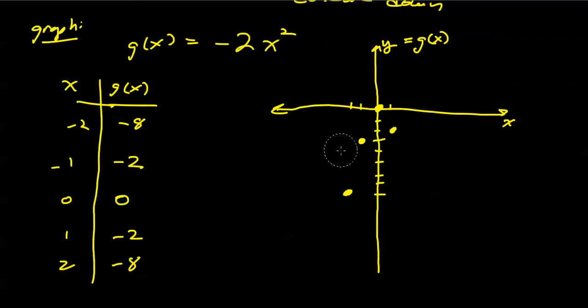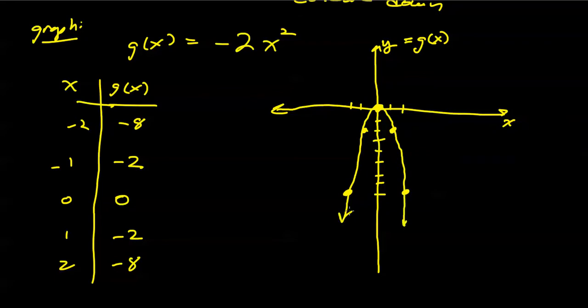Let me fix this one. This one is a lot of place here. Again, doing the best I can. Freehand. And if x is 2, y is minus 8. I think we get the idea here. This is a concave down parabola, bending down, going left to right.